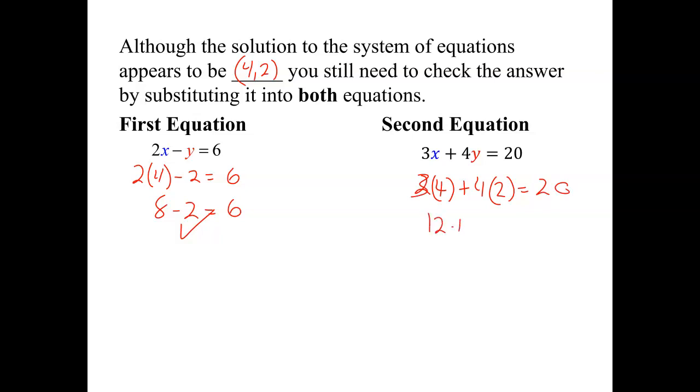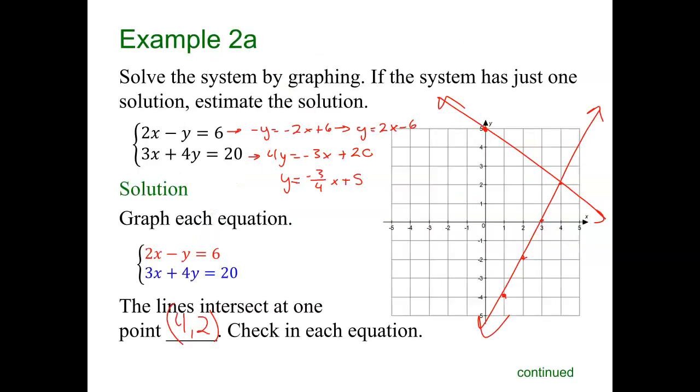Oops, that's a 3. Is that statement true? So (4, 2) is our solution. Plug it in to both equations, solve, and we get our solution. There's that slide.